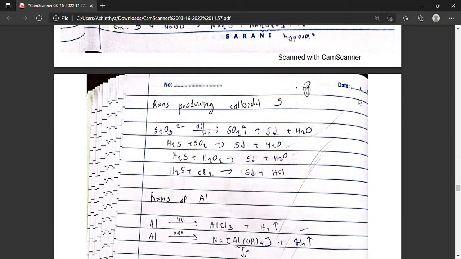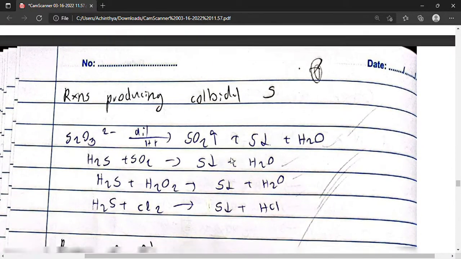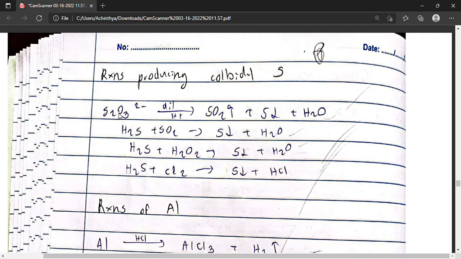Let's move on to reactions producing colloidal sulfur. One such way of obtaining colloidal sulfur is by adding dilute acid into the thiosulfate ion solution, in which case we will observe not only a precipitation of colloidal sulfur resulting in a white-yellow turbidity, but we will also observe the evolution of sulfur dioxide gas alongside water.